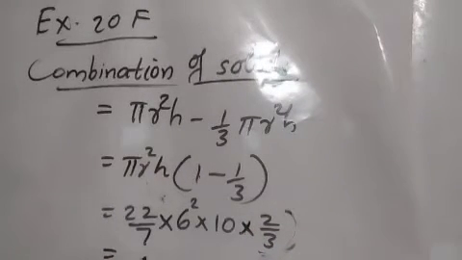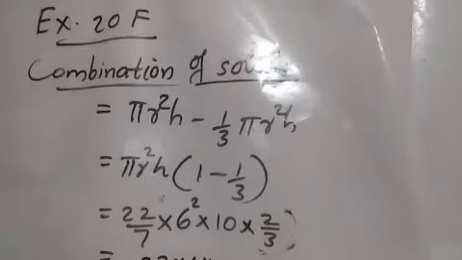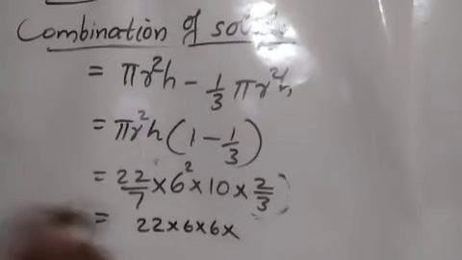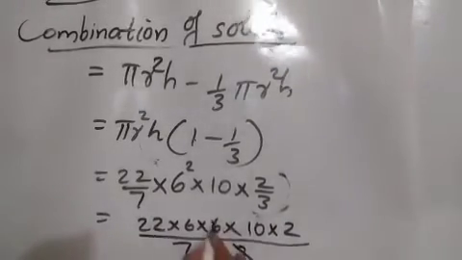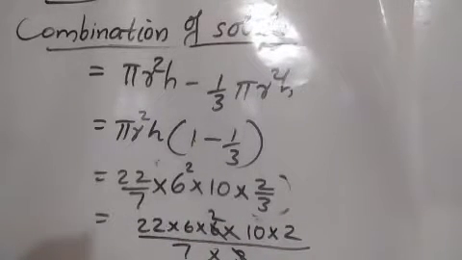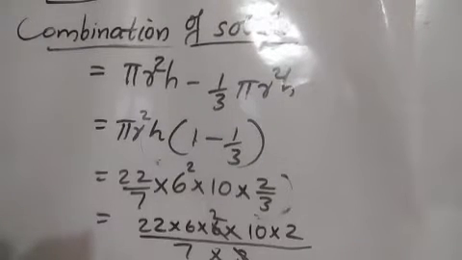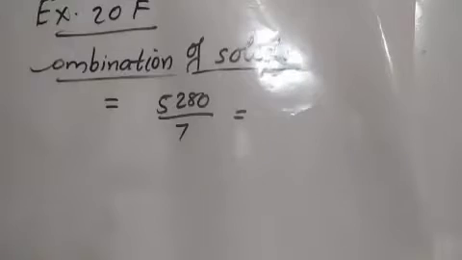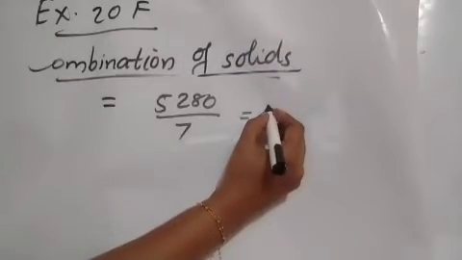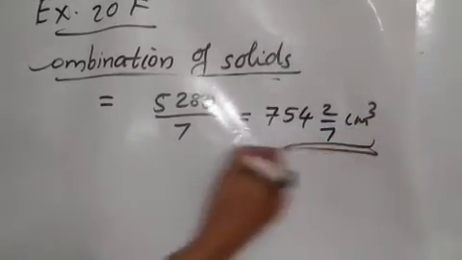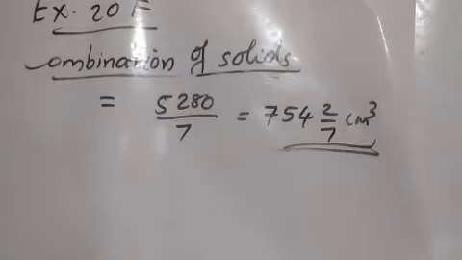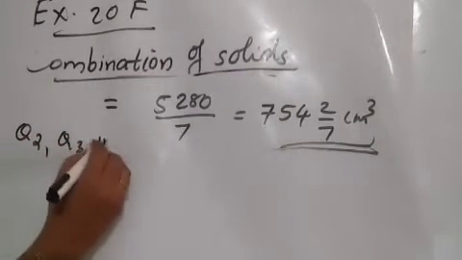Okay, we can cancel out 6 and 3. 22 into 6 into 6 into 10 into 2 by 7 into 3. 3 twos are 6. And multiply the values and divide by 7, you will obtain the remaining volume of the solid. That's equal to 5280 by 7, or you can divide and write in mixed fraction as 754 2 by 7 centimeter cube, or you can write in the decimal form also, no problem. Now second and third, homework. Question number 2, question number 3 homework.